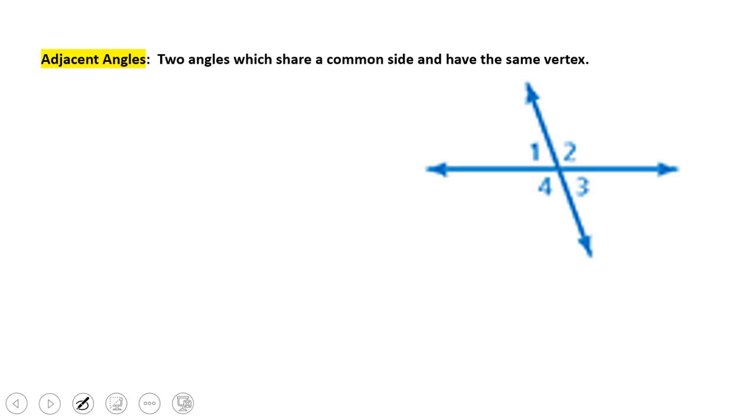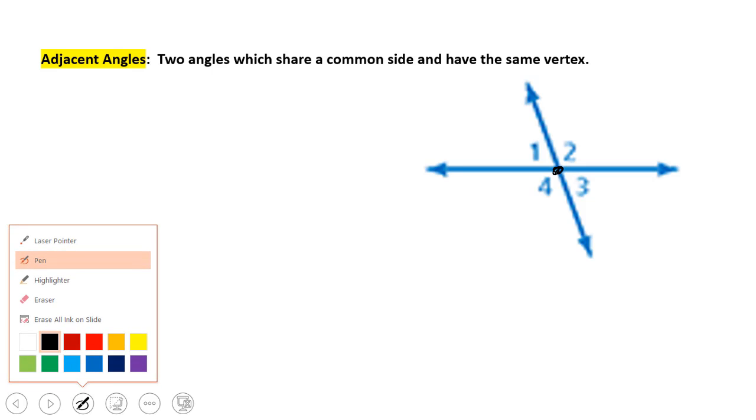So let's go to adjacent angles, ladies and gentlemen. Adjacent angles are two angles which share a common side and have the same vertex. So the first thing I'm going to do when I come over to this picture is highlight my vertex with my black dot. That is the vertex. As you can see, those two intersecting lines do form four angles, angle 1, 2, 3, and 4, based on how this is labeled. And those four angles have quite a few, let's call it four pairs of adjacent angles.